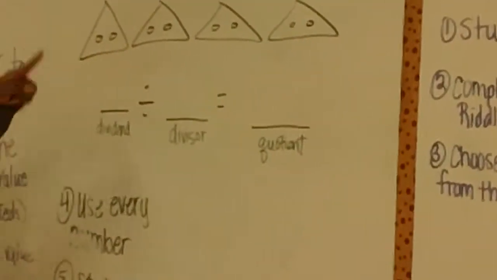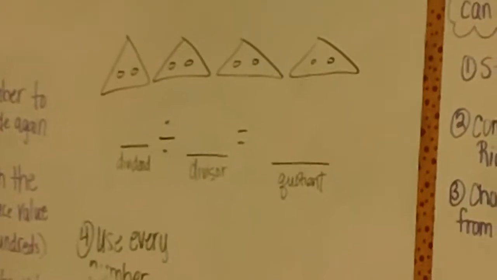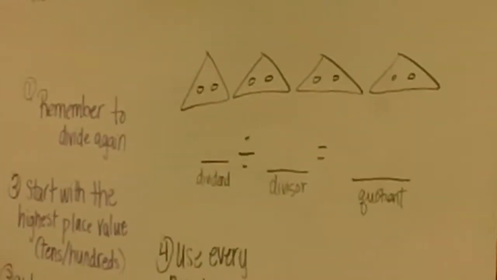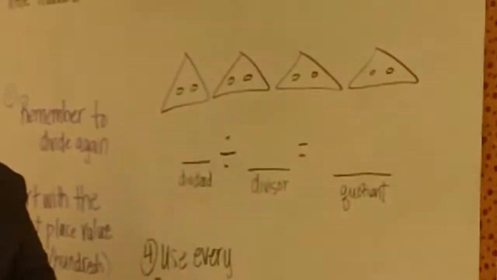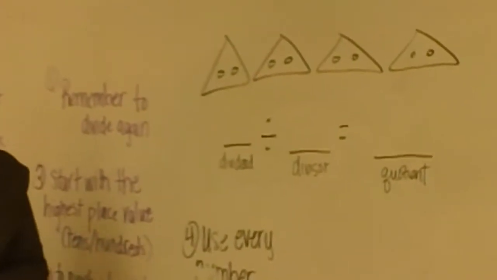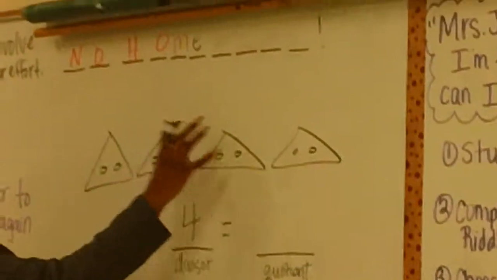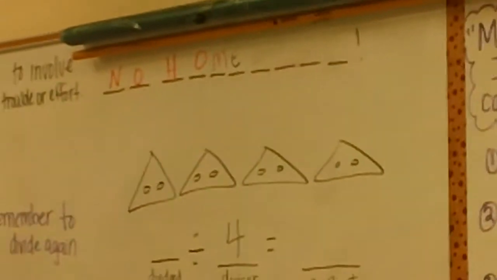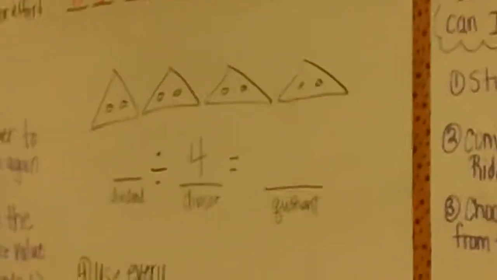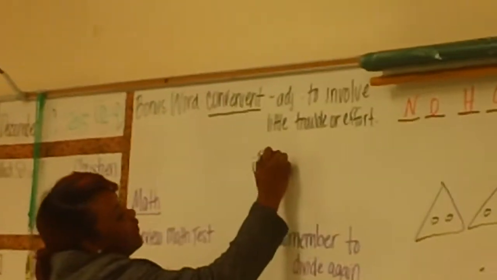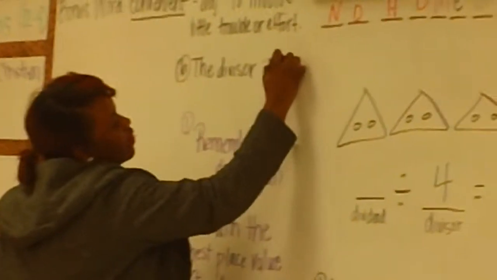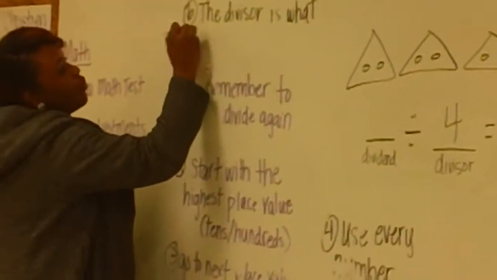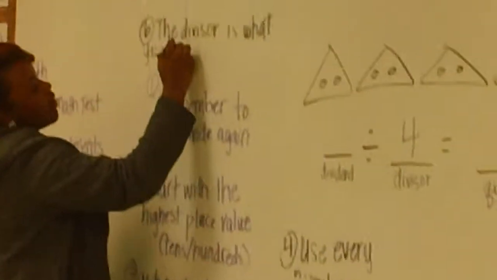Okay, I have 4 triangles with 2 circles in each triangle. Shelby, what is my divisor? 4. The divisor is the number of objects that I have that I'm dividing amongst. Do we understand that? Yes, ma'am. On your notes, number 6, I want you to write: the divisor is what you divide amongst.